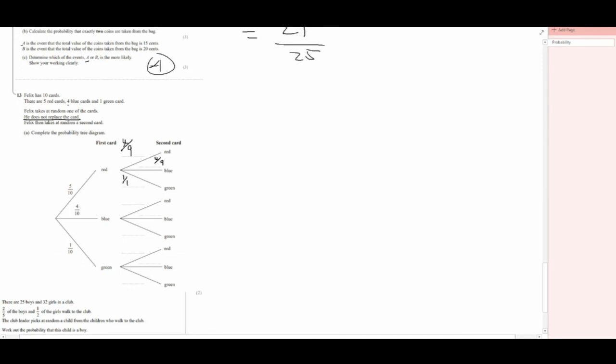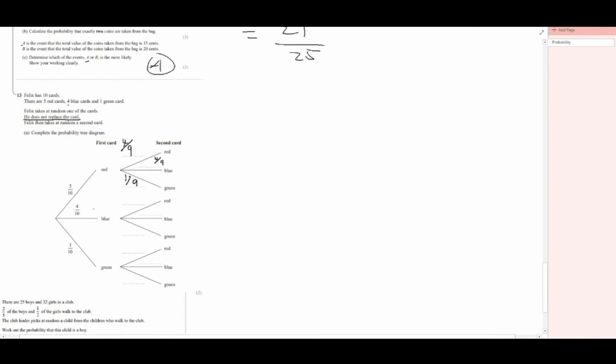You've gone down the red path. 1 in 10. But if you spotted it, if you've been paying attention, it is not 1 in 10. We have not replaced the card. It is 1 in 9.